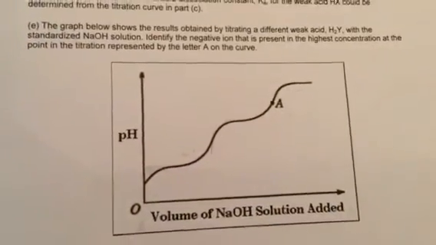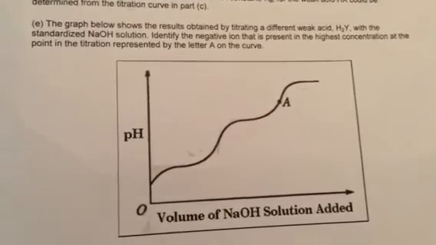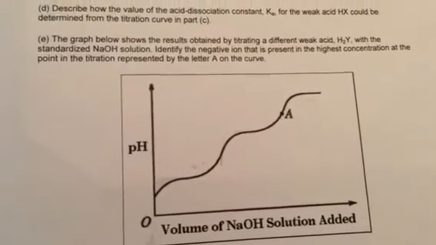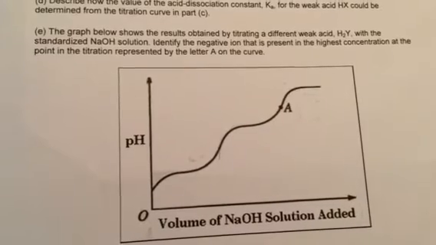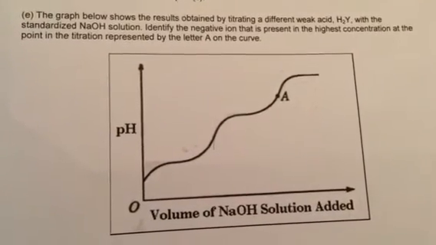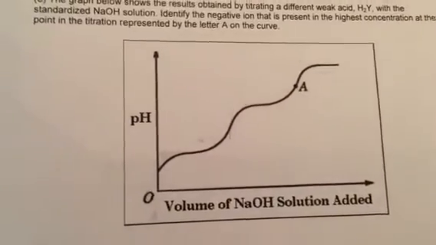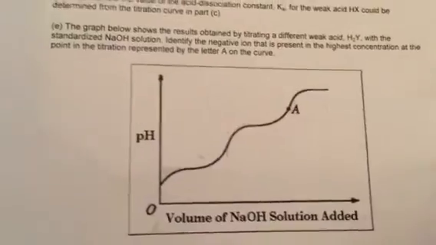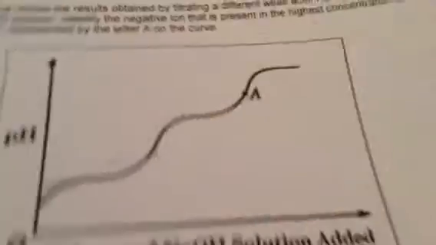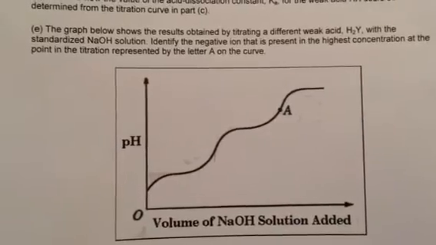Part E. The graph below shows the results obtained by titrating a different weak acid, H2Y, with the standardized NaOH solution. Identify the negative ion that is present in the highest concentration at the point in the titration represented by the letter A on the curve. A, right there. So, your answer would be Y negative 2.